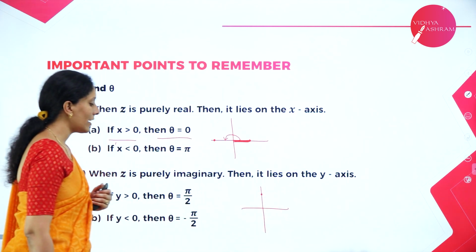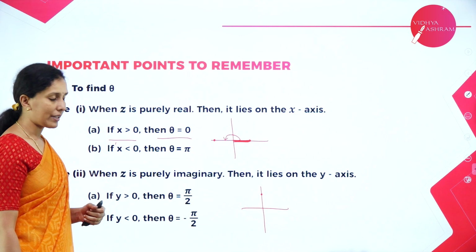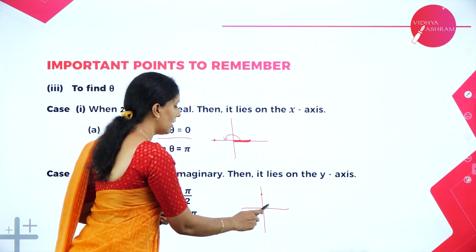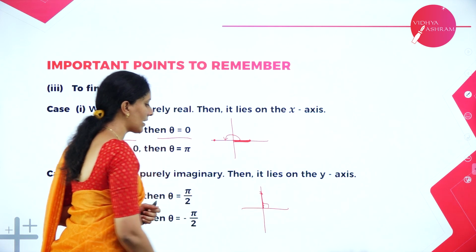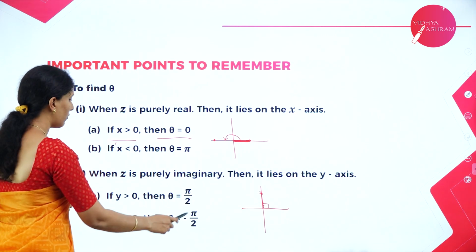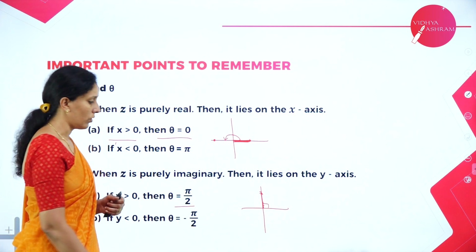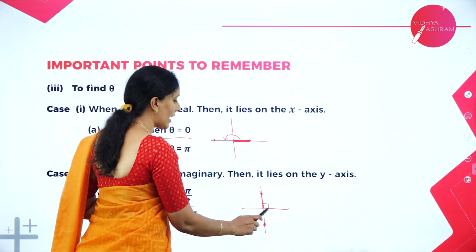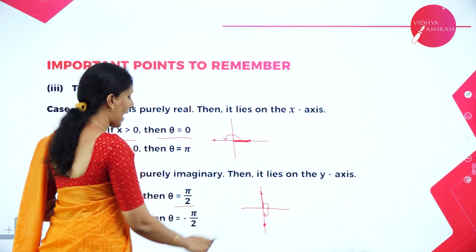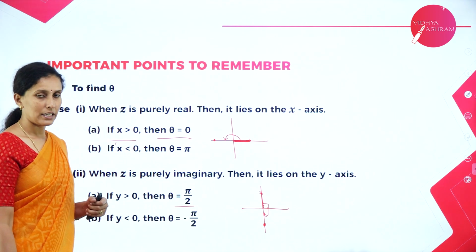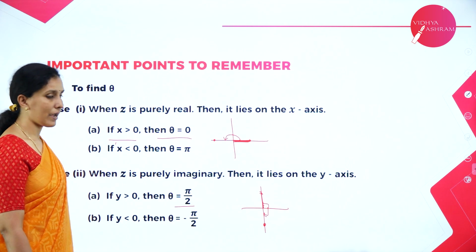When I say purely imaginary, the point lies on the y-axis. Suppose the point lies on the positive side of the y-axis, then the angle of this point with the x-axis is 90 degrees. So, theta is equal to pi by 2. If the point lies on the negative side, then we take the clockwise direction and measure the angle as minus 90 degrees. That's why we take it as minus pi by 2.